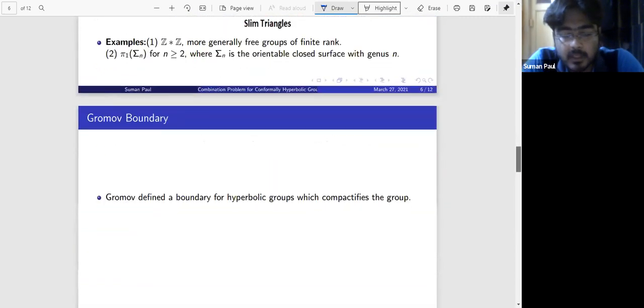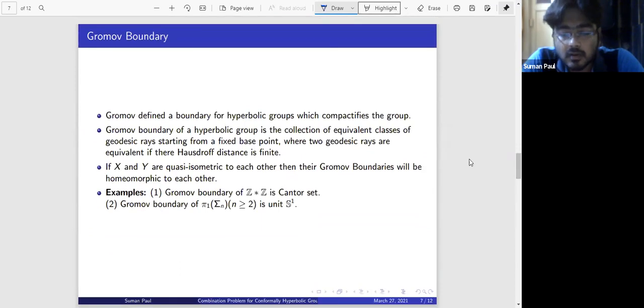Okay. So now we can define a boundary on this hyperbolic group. It is due to Gromov. Gromov defined a boundary for hyperbolic groups which compactifies the group. Basically, the Gromov boundary as a set is the collection of equivalence classes of geodesic rays starting from a fixed base point. And two geodesic rays are said to be equivalent if their Hausdorff distance is finite.